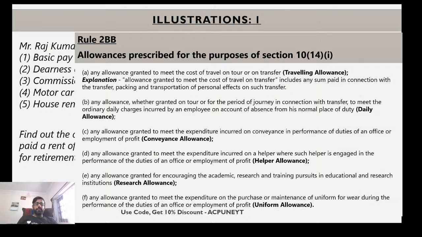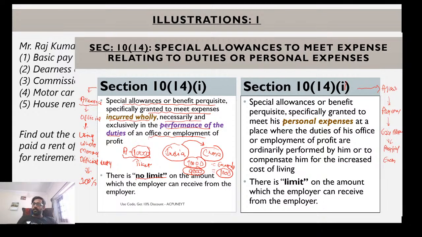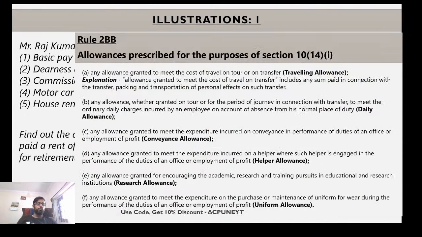Okay. Now, if you see here, we have to do more discussion for this topic, section 10(14)(i) and section 10(14)(ii). We will do more discussion on this topic. Sir, what is section 10(14)(i) we have discussed? Sir, what is section 10(14)(ii)? We have already discussed. If you are receiving any allowances for personal expenses, there is a limit prescribed by the Income Tax Act that what amount of exemption you can claim. Okay, so we want more discussion on this. Yeah, there is Rule 2BB which provides more discussion on this topic.